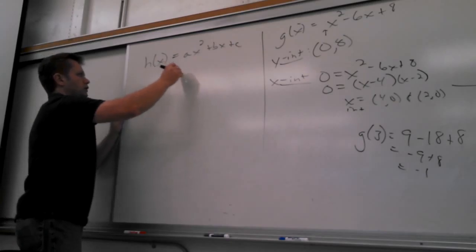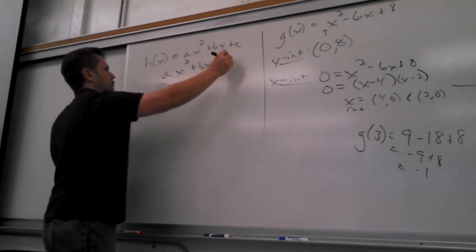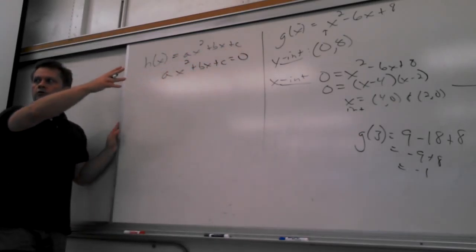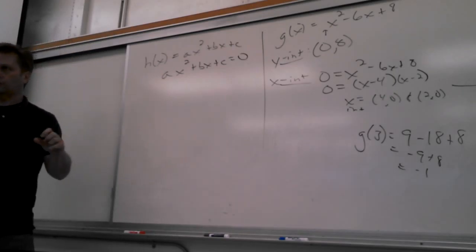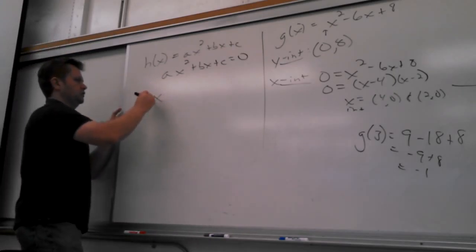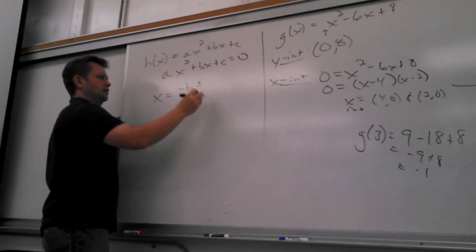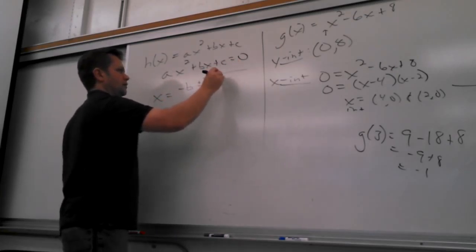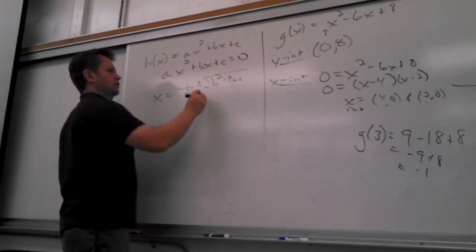And how do I solve this in general? If I don't know how to factor it, what do I use? Our friend, the quadratic formula, right? Hey, what's the quadratic formula say again? Minus b plus or minus the square root of b squared minus 4ac, over 2a.